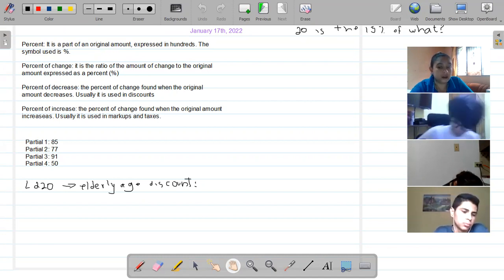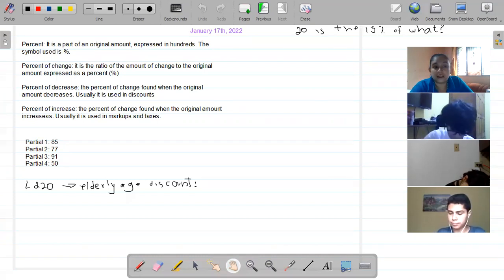So we have several definitions that we need to take into account. The first one is percent. What is a percent? The percent is a part of an original amount expressed in hundreds. The symbol used is this little symbol over here, which means percent or percentage. The percent of change, what is it? It is the ratio of the amount of change to the original amount expressed as a percent. So expressed as a symbol.